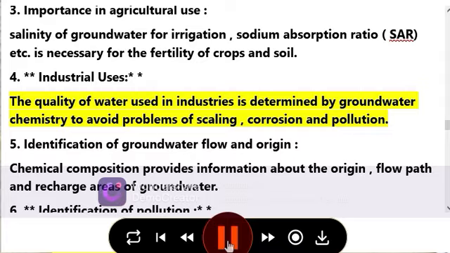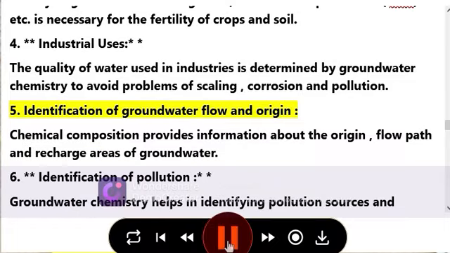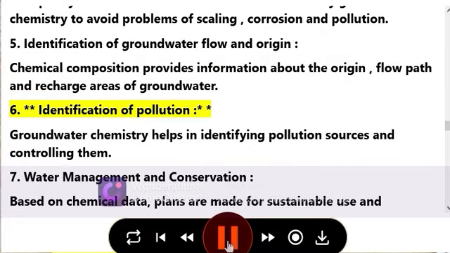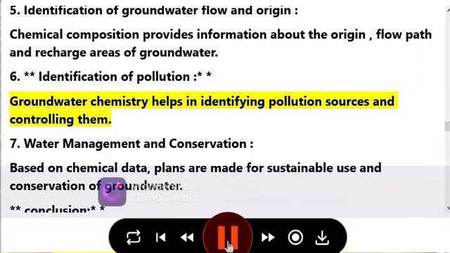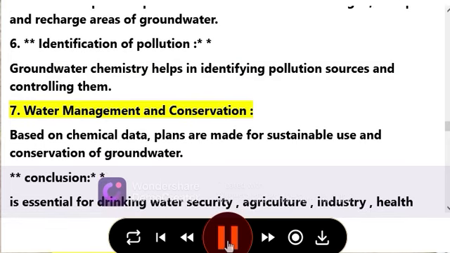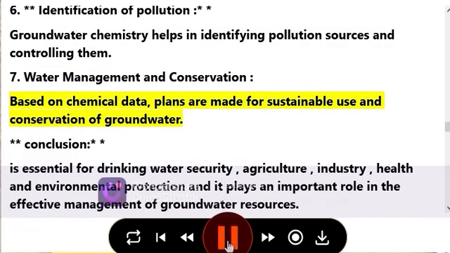4. Industrial uses. The quality of water used in industries is determined by groundwater chemistry to avoid problems of scaling, corrosion, and pollution. 5. Identification of groundwater flow and origin. Chemical composition provides information about the origin, flow path, and recharge areas of groundwater. 6. Identification of pollution. Groundwater chemistry helps in identifying pollution sources and controlling them.